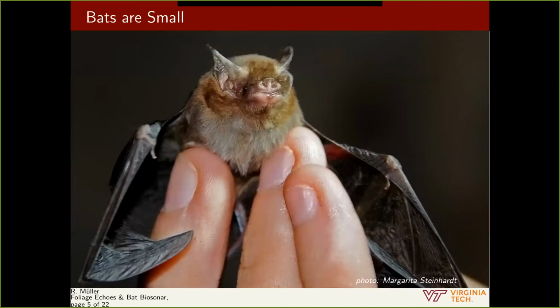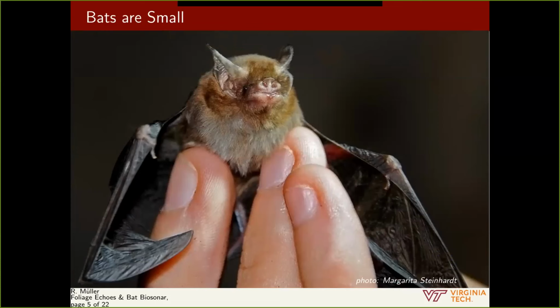I think the basic factor here is that bats are really small. If you see here the bat, this is the smallest of them all, the bumblebee bat in the human hand. Right, how tiny this creature is. So bats can be really small. Of course, not all bats are that small.